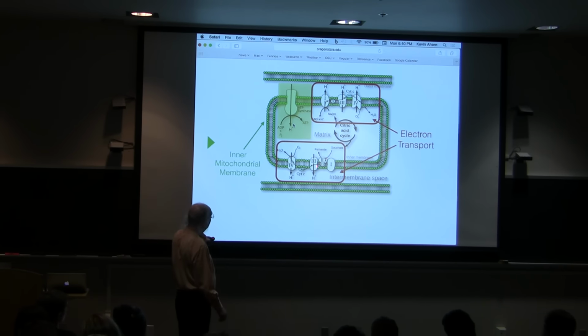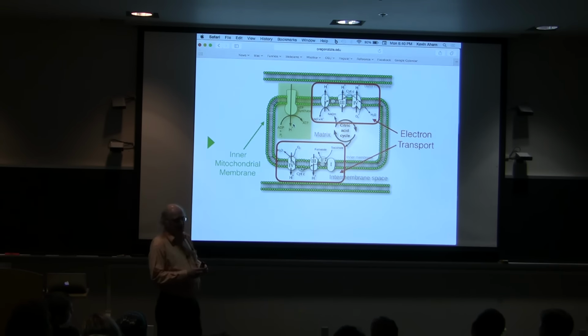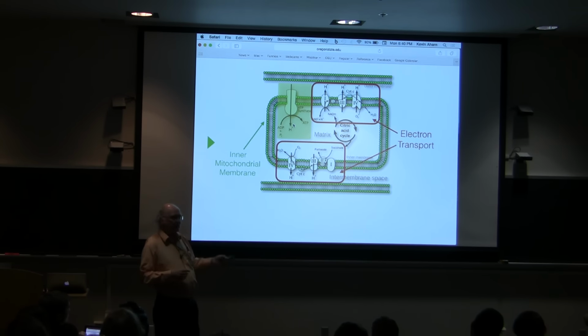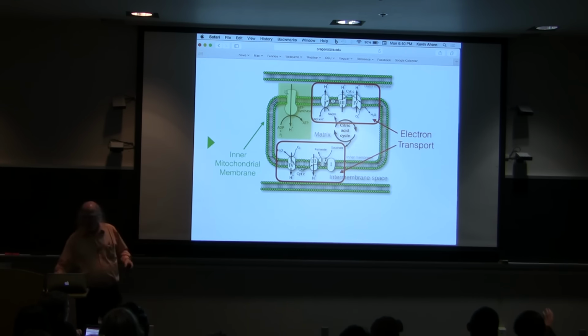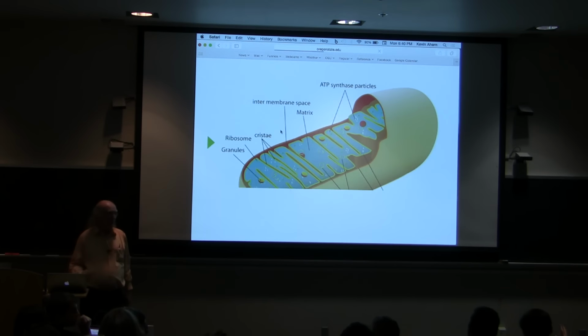Complex 2 is the succinate dehydrogenase that we talked about in the citric acid cycle, and you can see it's embedded in the membrane. It actually can accept electrons from FADH2. Okay? And so that's why we call it complex 2 and why it's actually a part of the system right here. Let's keep going.